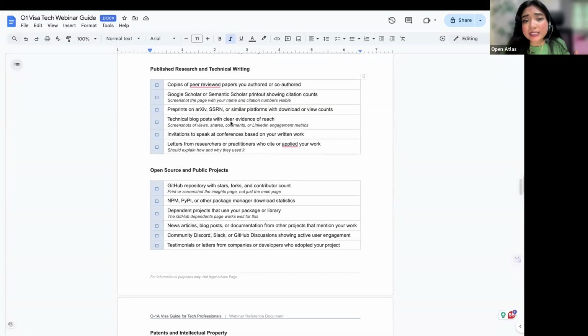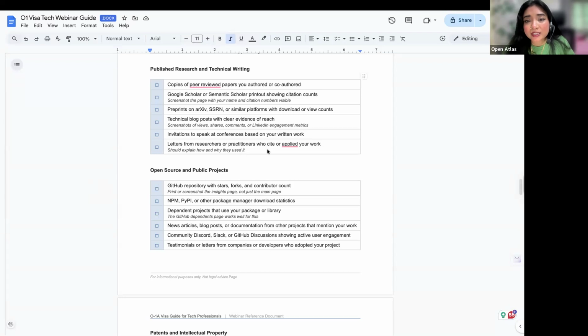Technical blog post with clear evidence of reach. It's very niche based. So, for example, if you are writing a trade blog in a trade publication, it's going to be cited in a different manner. It can be cited in an authorship article. It can have LinkedIn engagement metrics. It can have comments, screenshots. People might have kept it with them and shared screenshots, and you might come to know after one month or three months that, hey, it's been circulating. Those kinds of screenshots are very helpful to showcase that my work has been spread.